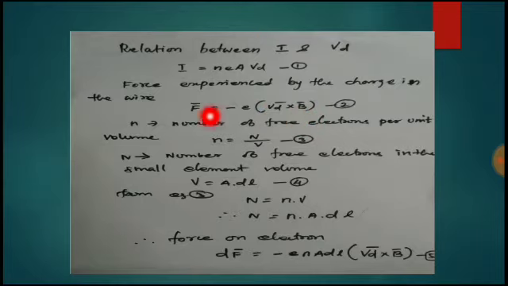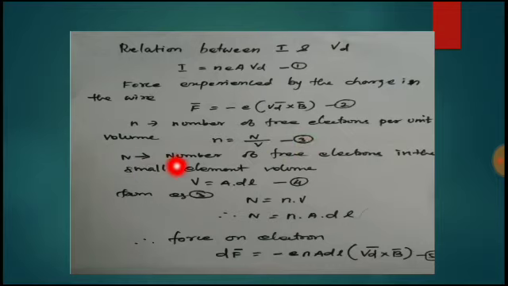So this equation 2 is the same as which force? Magnetic Lorentz force. Here n is the number of free electrons per unit volume. Therefore the total number of electrons is n per unit volume times the volume. So this is equation number 3.